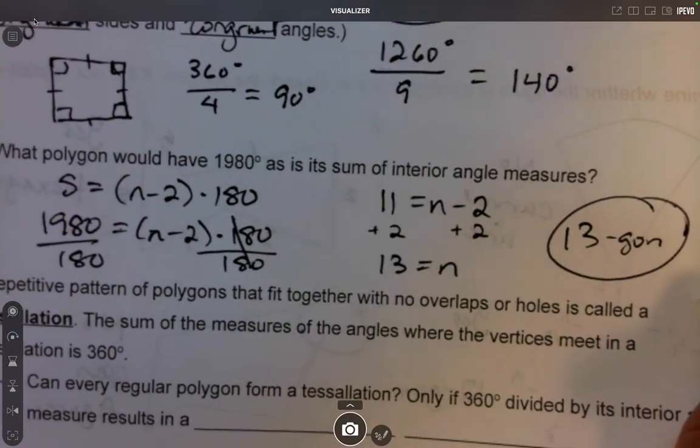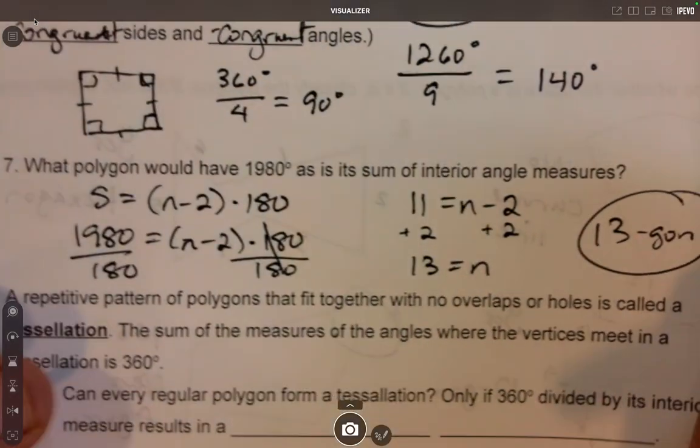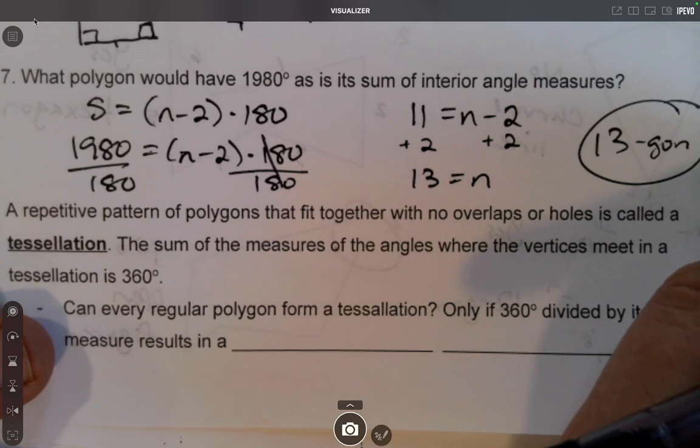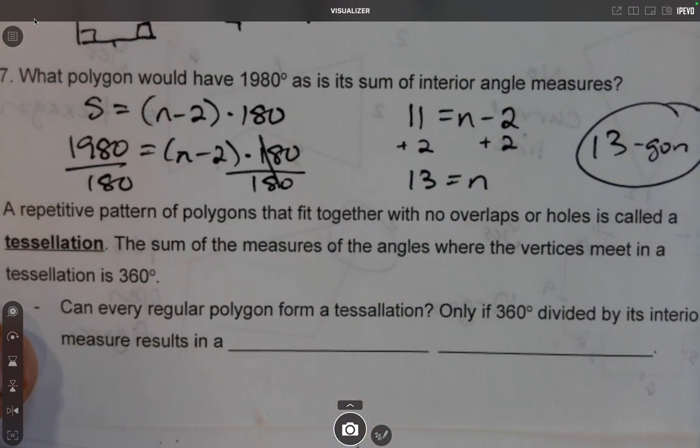Okay, last thing for this lesson. There we go. So this is not a heavy thing you have to remember a whole lot of, but I want to introduce this idea to you. A repetitive pattern of polygons that fit together with no overlaps or holes is called a tessellation. The sum of the measures of the angles where the vertices meet in a tessellation is 360 degrees.